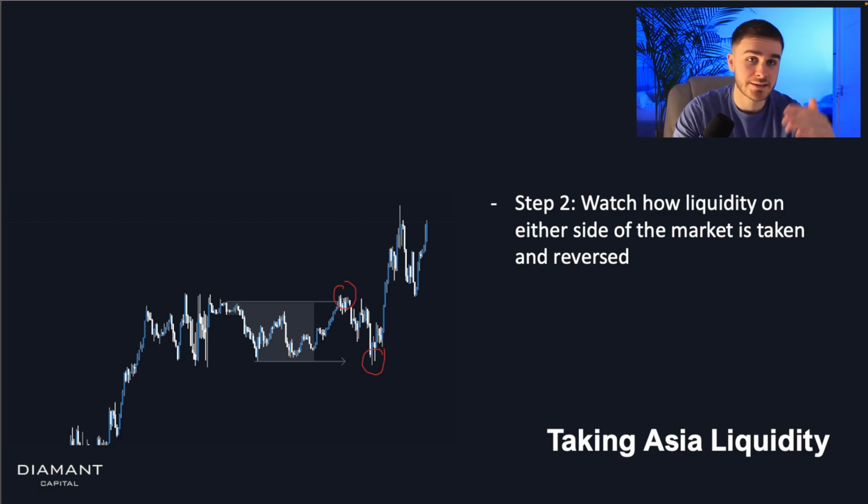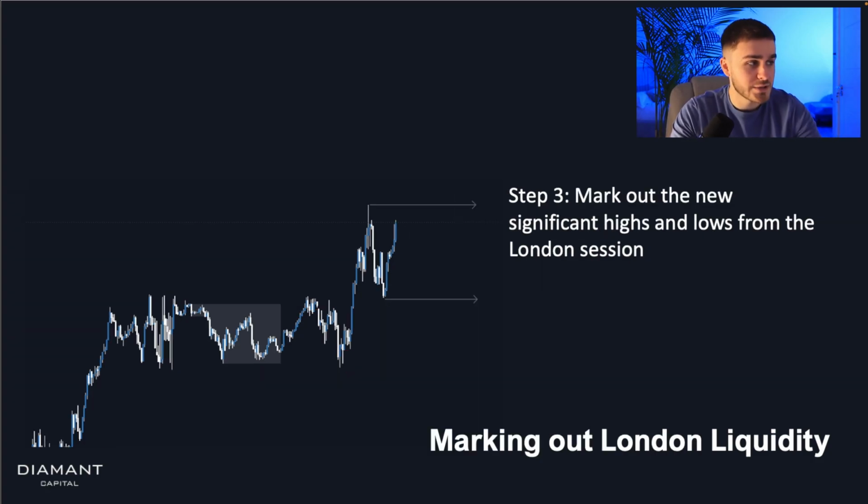If it hasn't and it's still in effect, then of course we can incorporate that into New York session as well. But step number 3, if we're moving on to New York session, we mark out the high and the low of the London liquidity that has formed. So generally what we're going to get, for example, from between 8 o'clock to 10 o'clock, usually we would get a high and a low.